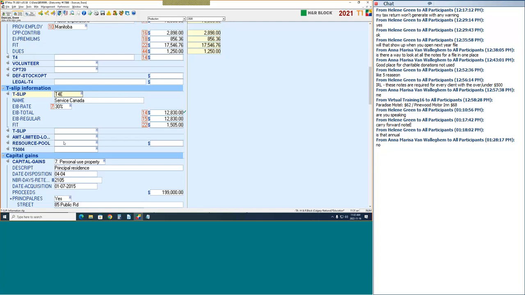You might have the same thing with T5008. So if they are going to be doing lots of sales of shares, the client might only have one summary slip, but the CRA might have a recorded transaction for every time it happened, depending on how they got the information. You can do an autofill my return, and it'll download 15 different slips that can all be collapsed into one. So one of your jobs is going to be verifying all the income and then simplifying it if it's appropriate.